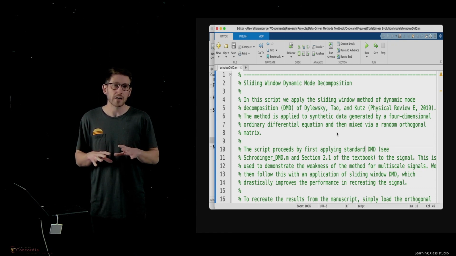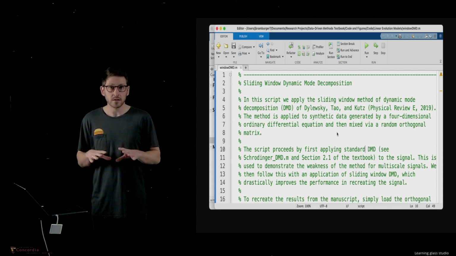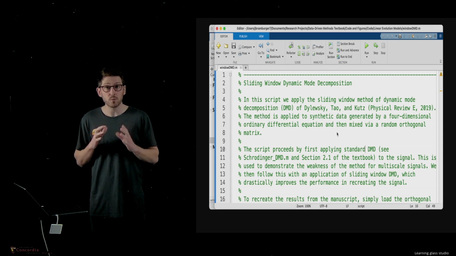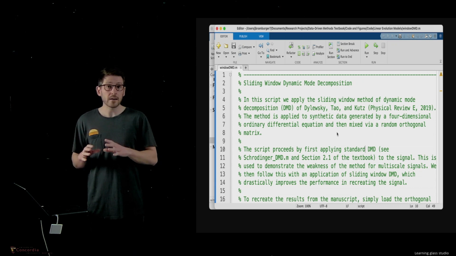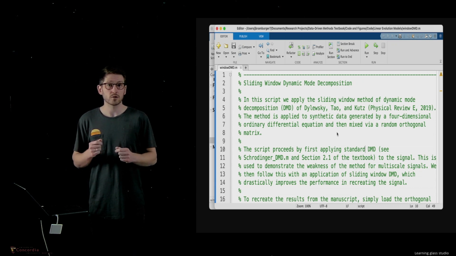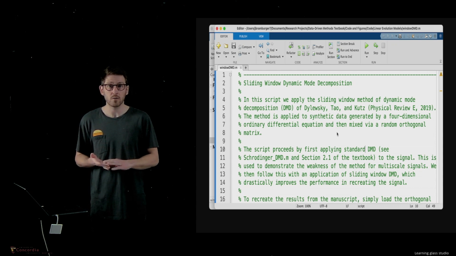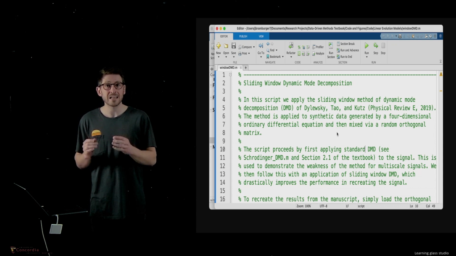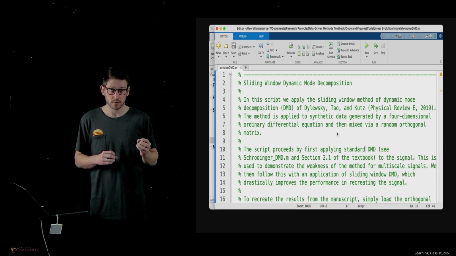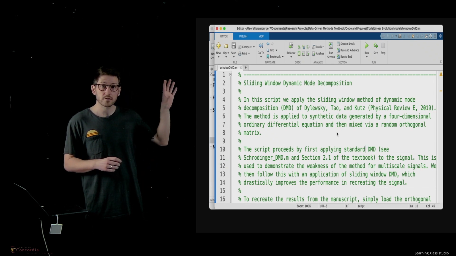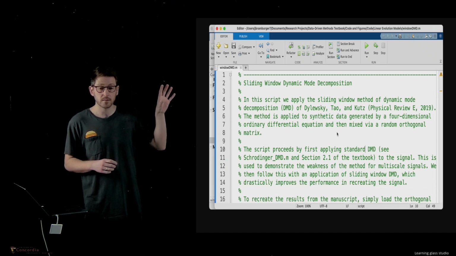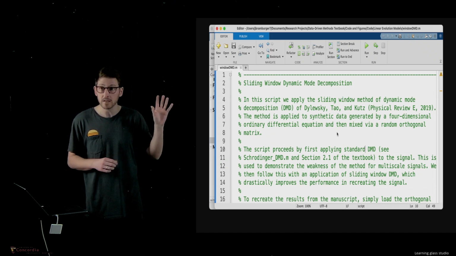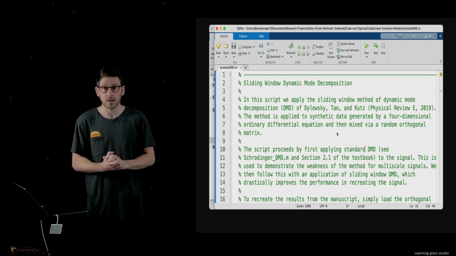Now in the previous video I taught you a little bit about dynamic mode decomposition. And in this video I would like to continue my discussion about dynamic mode decomposition by first drawing attention to some of its weaknesses. And then introducing you to a method due to Dylewski, Coutts, and Tao, which is referred to as sliding window dynamic mode decomposition. So I'm going to start up with some demonstrations in MATLAB here. We're going to look at a problem case first, and then we'll look at how to overcome it.